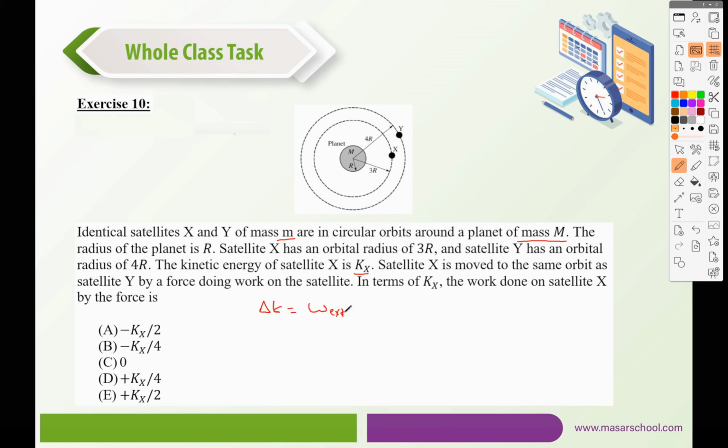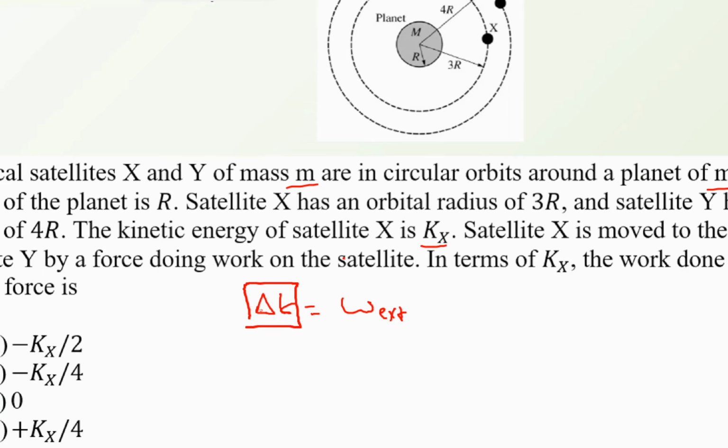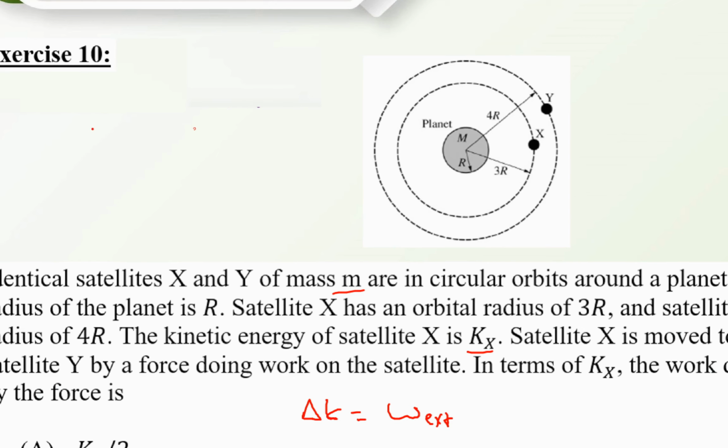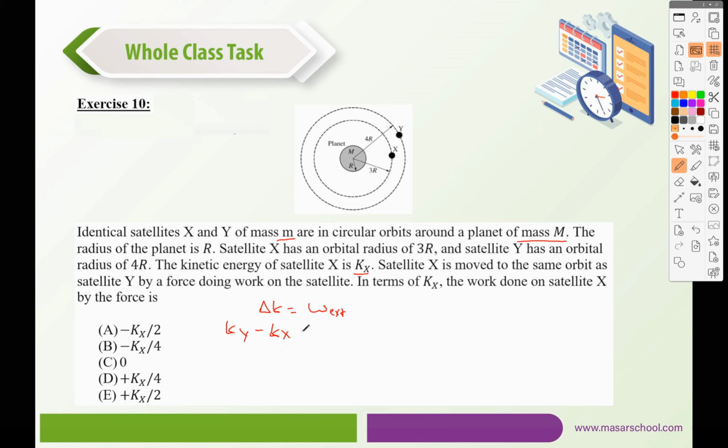Now, what does delta K represent? Delta K represents the variation in the kinetic energy between final and initial, which is K final minus K initial. Initially, we were at the orbit X, and finally we are at the orbit Y, so this is ky minus kx. So let me state here, this is ky minus kx equals.